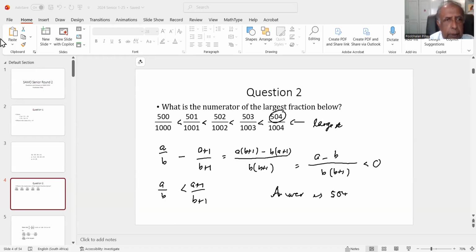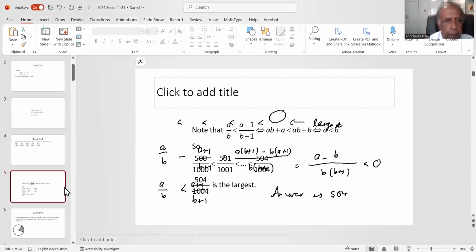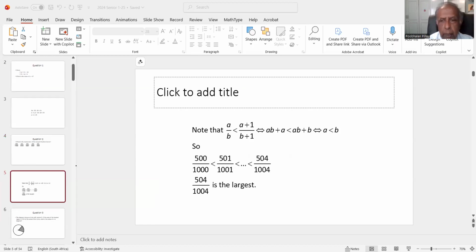Okay, let's get to the solution that I had written earlier. Oh, there it is. Actually, the answer is wrong. I didn't answer the question. The question was find the numerator, not the fraction. All right. So don't do what I do. Please make sure you answer the question.